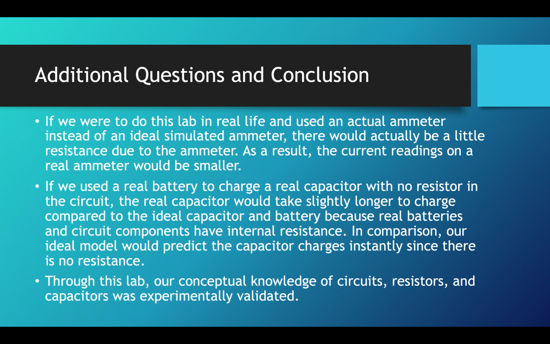To conclude, if we were to do this lab in real life and use an actual ammeter instead of an ideal one, there would actually be resistance due to the ammeter, and as a result, the current readings on a real ammeter would be smaller. If we used a real battery to charge a real capacitor with no resistor in the circuit, the real capacitor would take slightly longer to charge because real batteries and circuit components have internal resistance. Lastly, through this lab, our conceptual knowledge of circuits, resistors, and capacitors was experimentally validated in all parts.